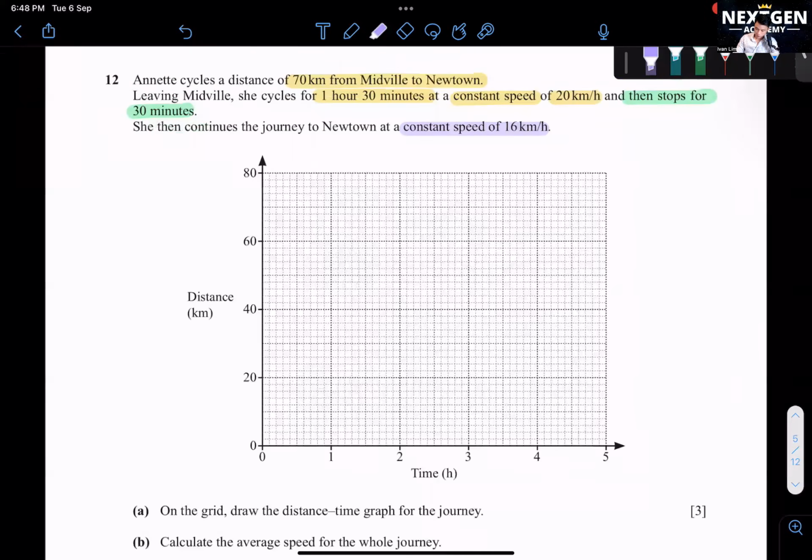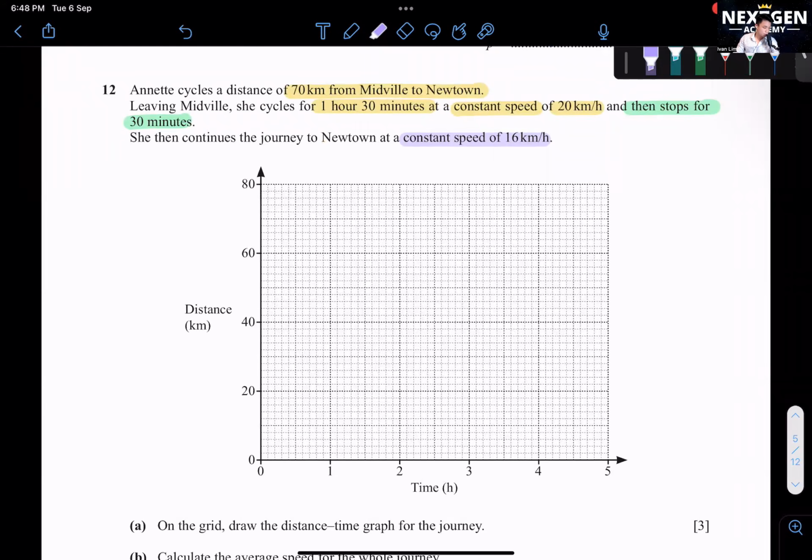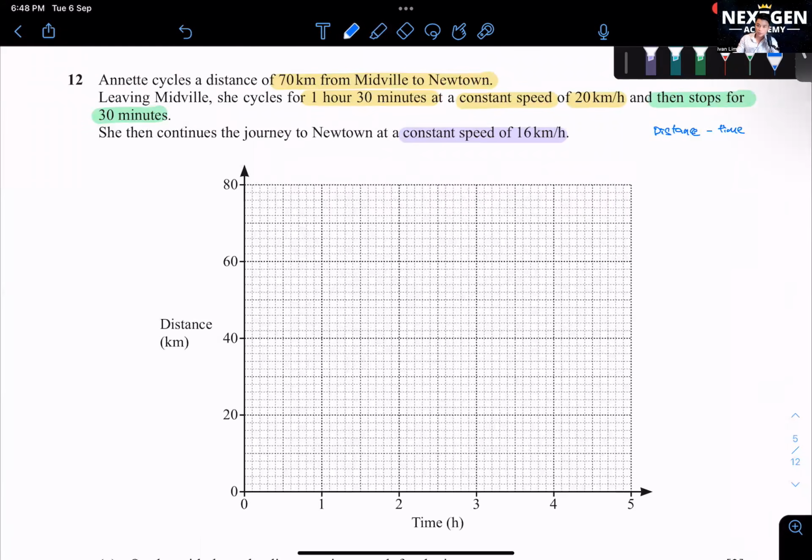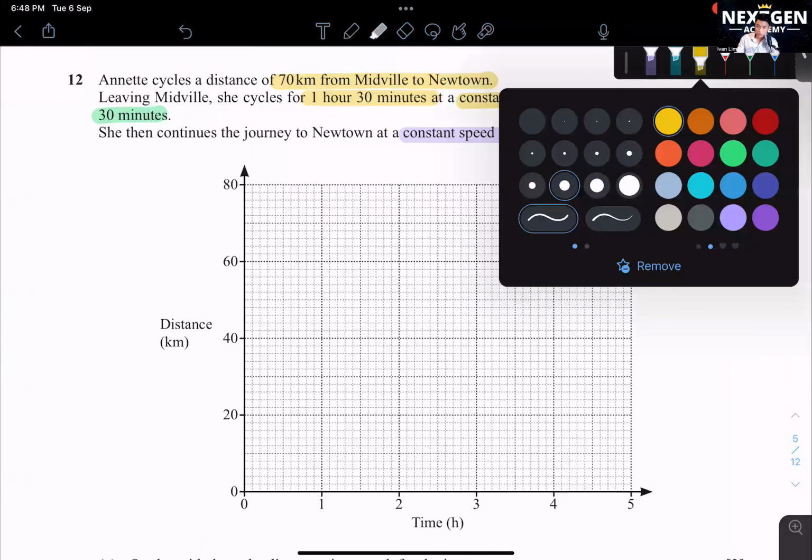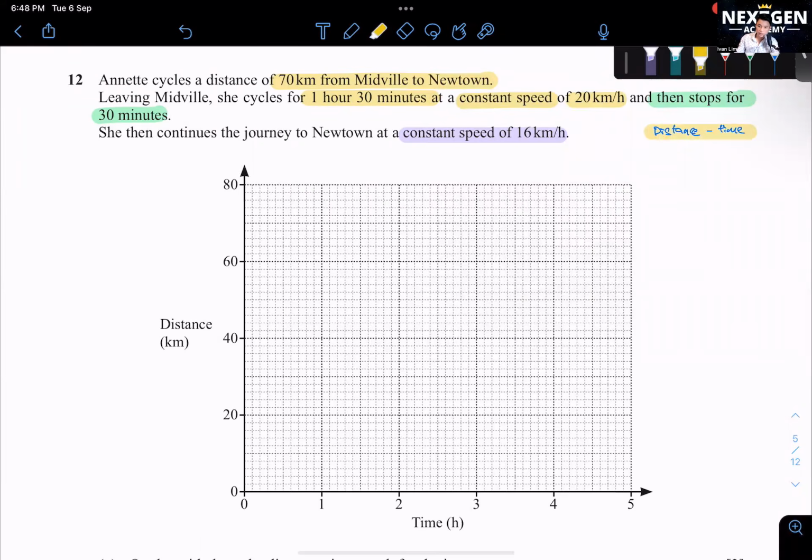Okay, so what do you all need to know for this? Distance time graph. What can we find in a distance time graph first? Whenever you see a distance time graph, what is the first thing I ask you to write down? What formula? Speed equals distance over time. That's the first thing. What else can we find from the distance time graph?